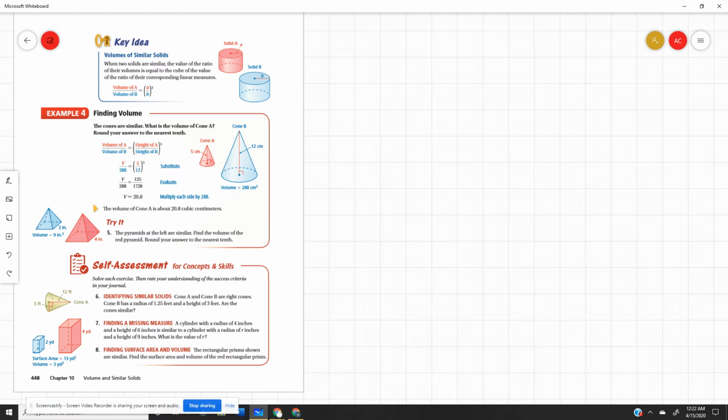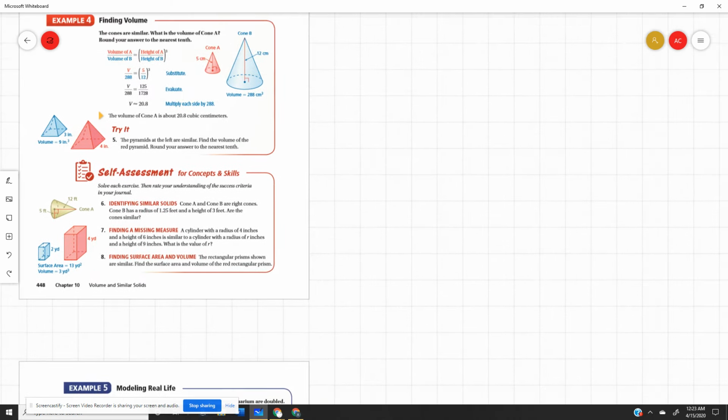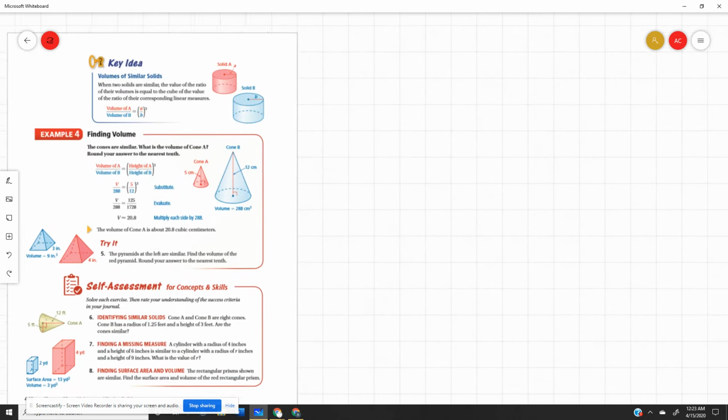Remember that volume is always cubic, so we're going to use the same formula, we're just going to cube it this time. So when two solids are similar, the value of the ratio of their volumes is equal to the cube of the value of the ratio of their corresponding linear measures. So, same basic thing. So when we're looking at example... Oh, I'm sorry, we have example 5.